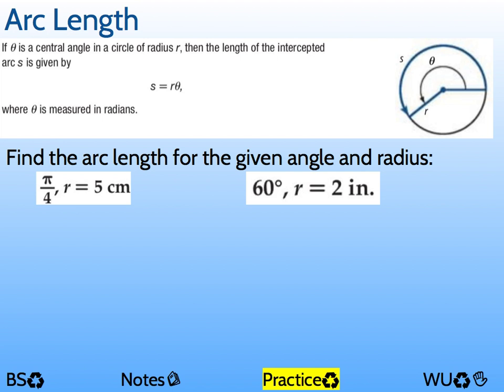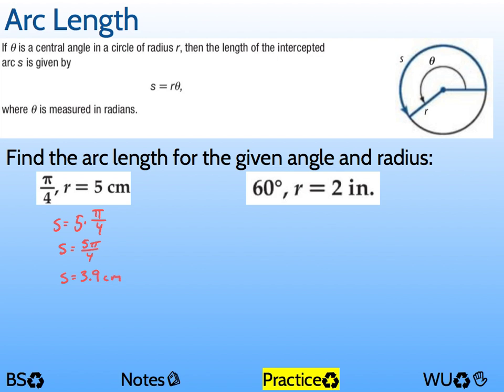For the first problem, your angle, theta, is pi over 4, and the radius is 5, so you just have that the arc length equals 5 times pi over 4, or the arc length equals 5 pi over 4. Plugging that into a calculator, you see that the arc length is about 3.9 centimeters.